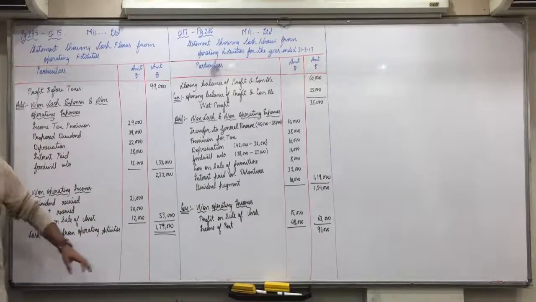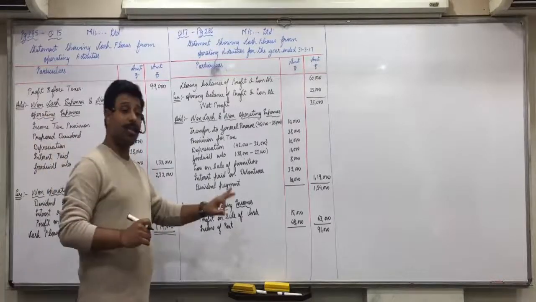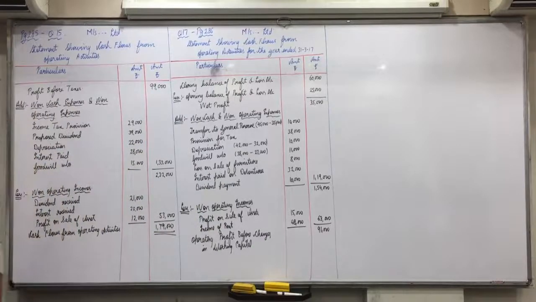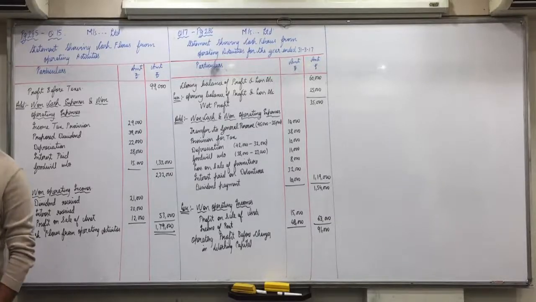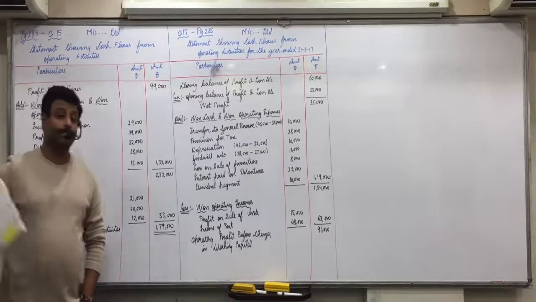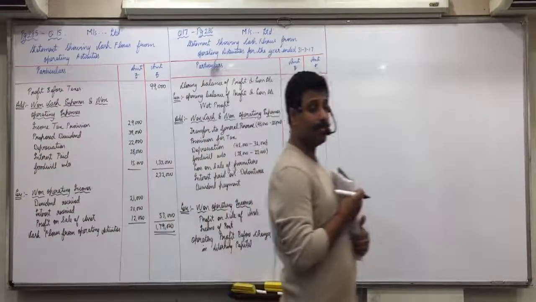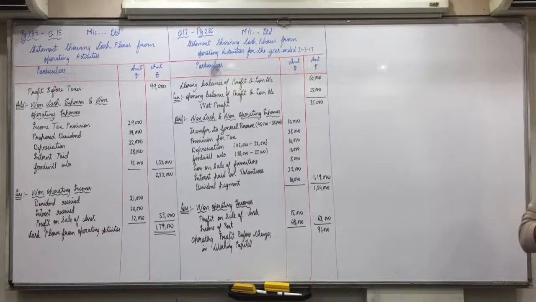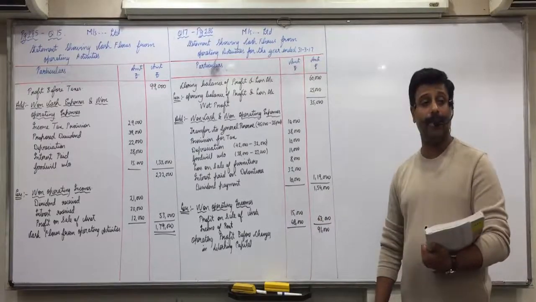Okay, this we will call it as operating profit before changes in working capital. Now we will take CA and CL items. Who are still writing up till here? Raise your hand who is still writing up till here.